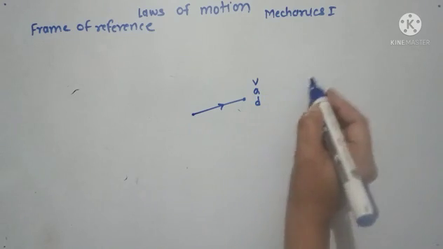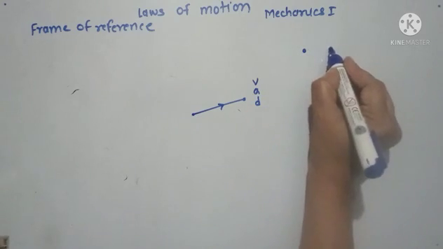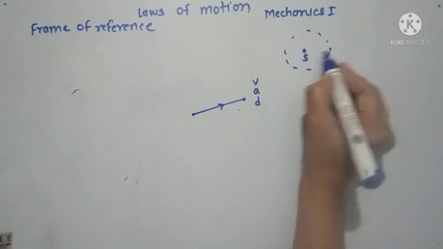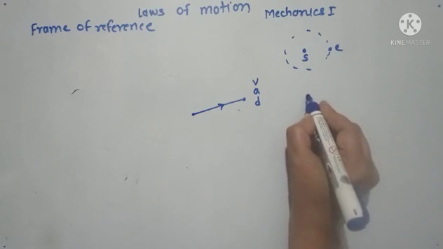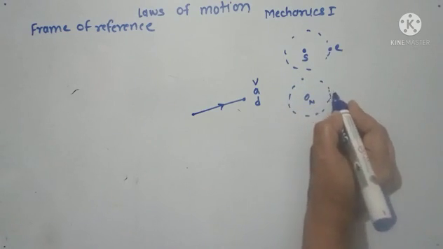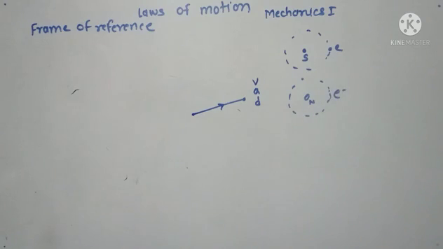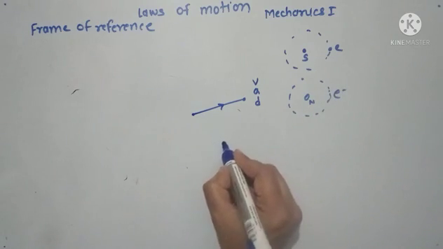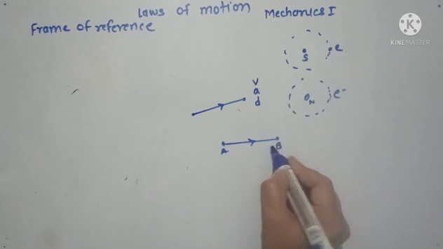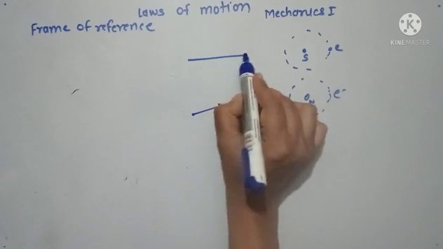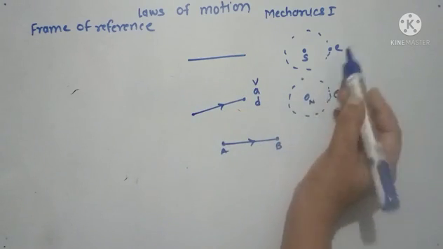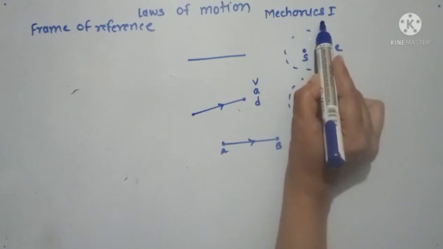So anything which is moving, whether it is a planet revolving around the sun, suppose this is the sun, this is the earth, or whether it is a nucleus with an electron moving around the nucleus, or any particle moving in a linear motion from A to B, or a car traveling from one place to another place. Whenever there is a motion, we come across the term mechanics.